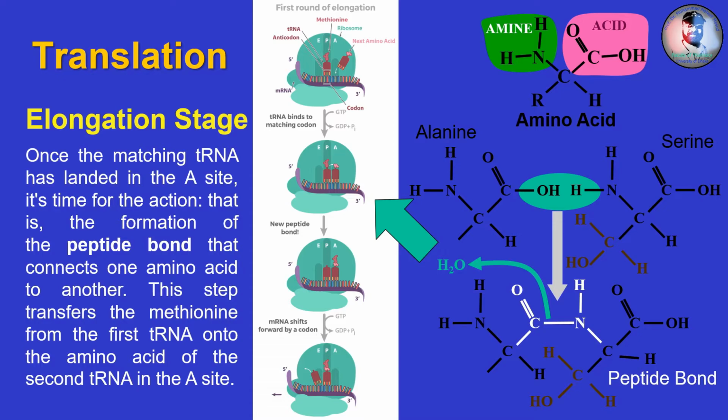Once the matching tRNA has landed in the A site, it's time for the action, that is the formation of the peptide bond that connects one amino acid to another. This step transfers the methionine from the first tRNA onto the amino acid of the second tRNA in the A site.